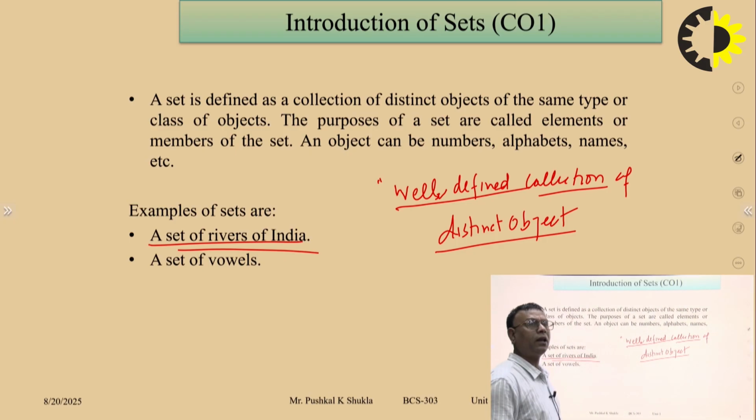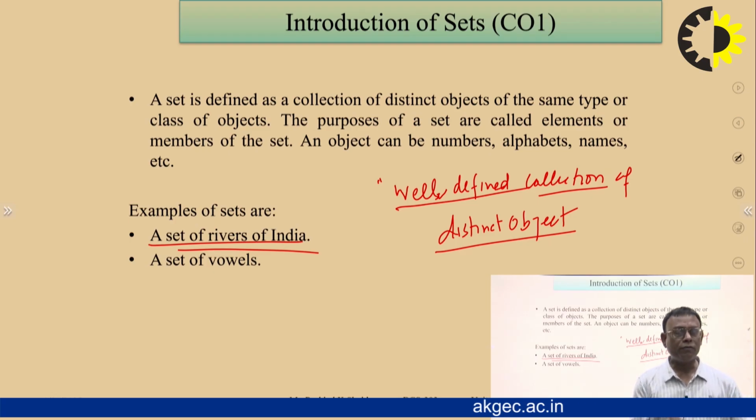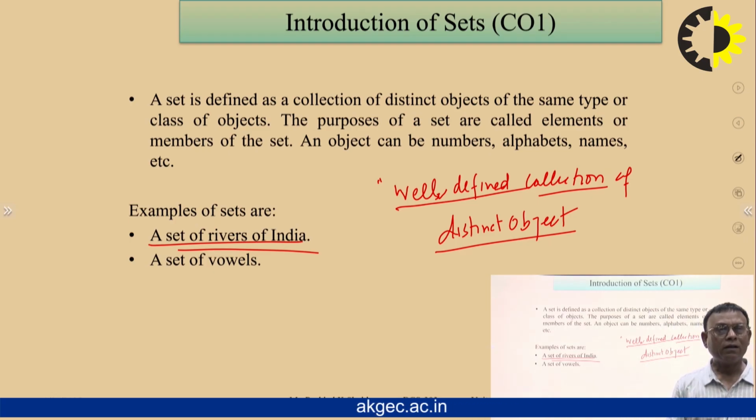And collection, basically what we do is collect everything into one place. In set theory, we write it inside curly braces, and the curly braces are just like a box in which the elements are there.